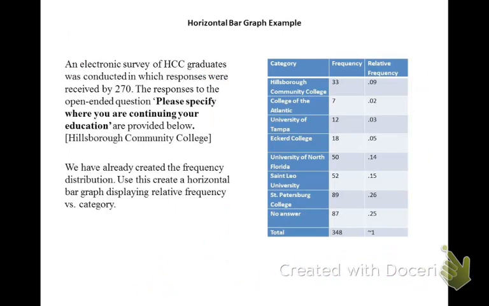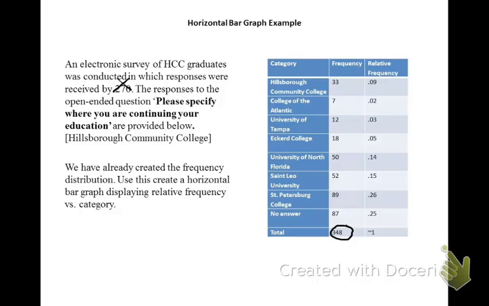An electronic survey of Hillsborough Community College graduates was conducted in which responses were received by 270. Recall, though, that we said 270 was the incorrect total; the correct one is 348. The responses to the open-ended question, please specify where you are continuing your education, are provided below. Remember, we've already created the frequency distribution for this data.